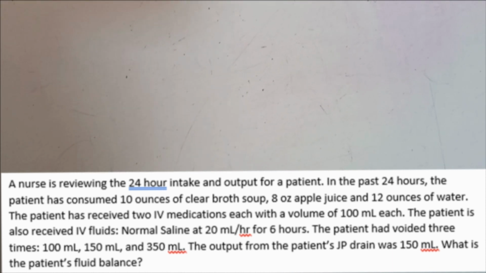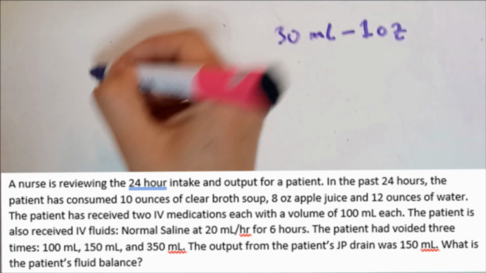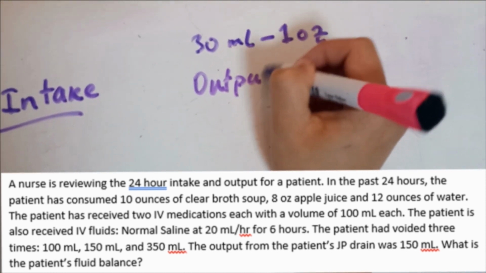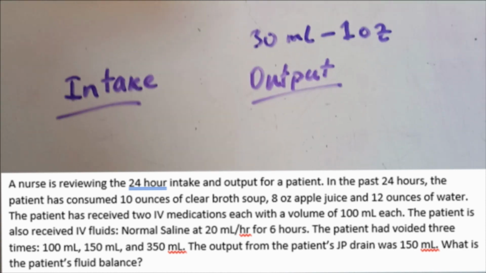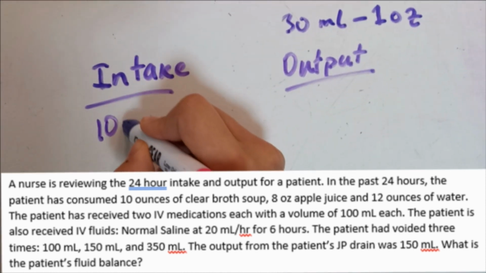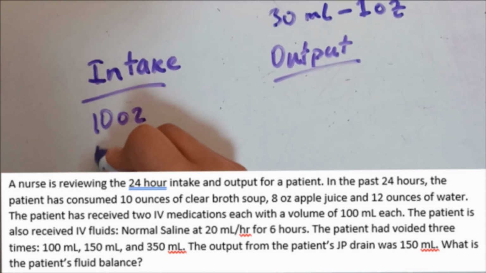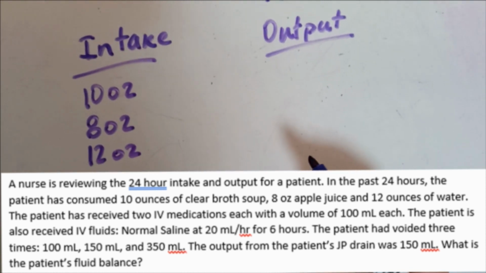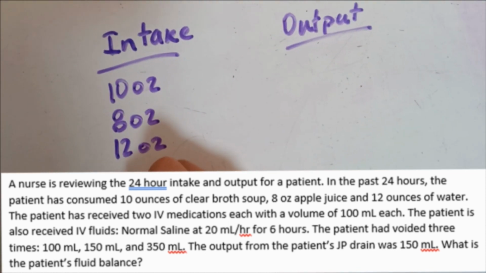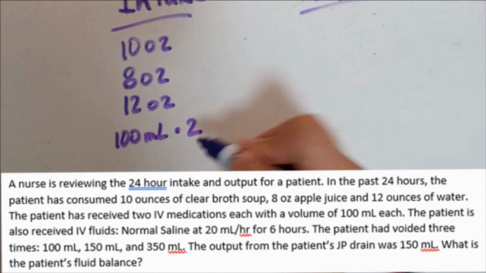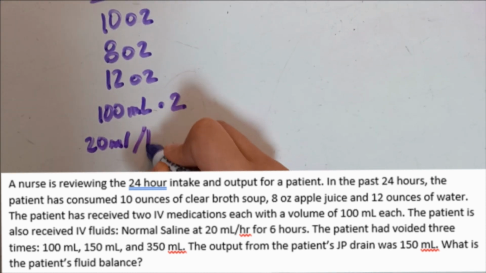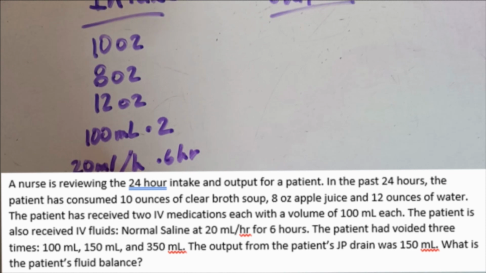So the question says, a nurse is receiving the 24-hour intake and output for a patient. In the past 24 hours, the patient has consumed, so that means intake. I usually separate into intake and output, and then I put whatever goes under it. For intake, they had 10 ounces of broth, 8 ounces of juice, 12 ounces of water. They had 2 IV medications, 100 milliliters each, so I do 100 milliliters times 2, so I remember. And then they also received 20 milliliters per hour for 6 hours. That's all for intake.